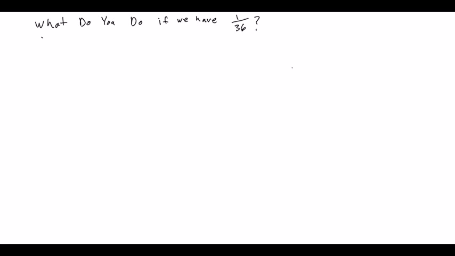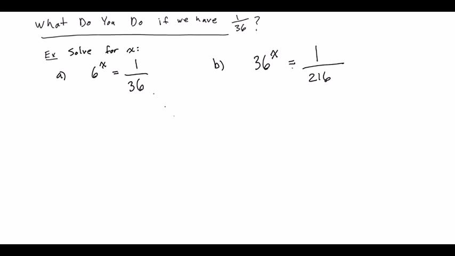Suppose we have something that has, for example, 1 over 36 on the right side of our equation. So when solving, imagine we had something like this. Now, we have these two problems: 6 to the x is 1 over 36, and 36 to the x is 1 over 216. So what we're essentially going to do is undo the flip that we used to do before. If you remember, in order to get 1 over 36, we had to change it by making it equal to 36 to the negative 1.